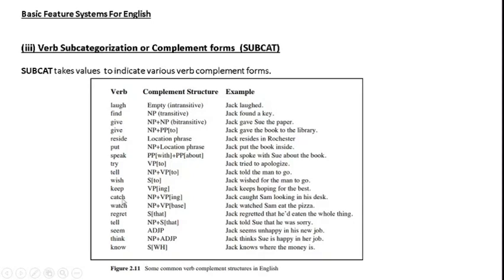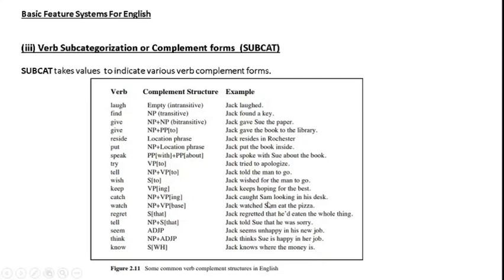If we just take one, maybe catch, we will consider the verb catch. A sentence using catch is written here: "Jack caught Sam looking in his desk." Here the form of the verb catch used in the sentence is caught. If you carefully observe, "Jack caught" is enhanced by the next phrase, "Sam looking in his desk." That is, Jack caught something, and what did he catch? That is explained by another phrase which has another verb.